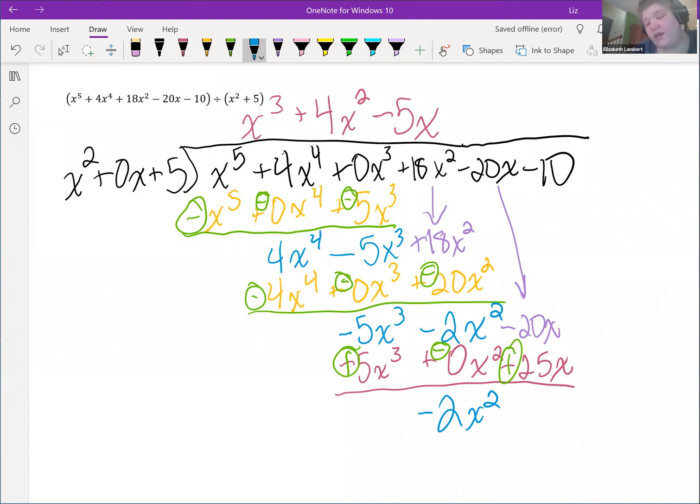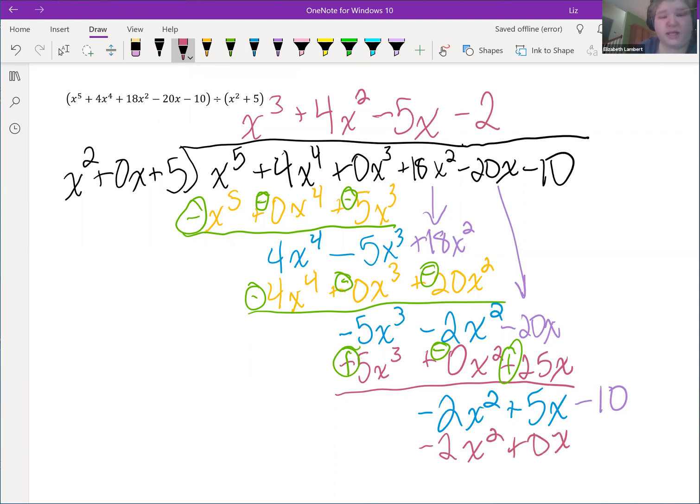And now negative 20x plus 25x leaves me with positive 5x. And the last term of minus 10. So to go from x squared to negative 2x squared, I just need the number, minus 2. And the last part will be minus 10. Oh, interesting. Change the signs.